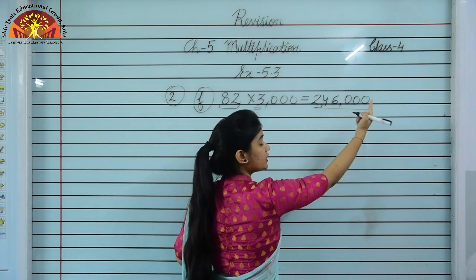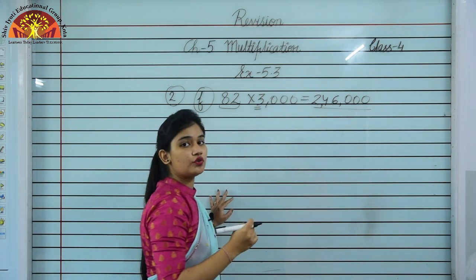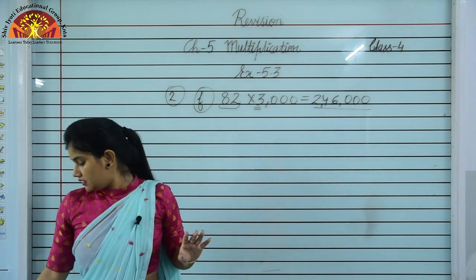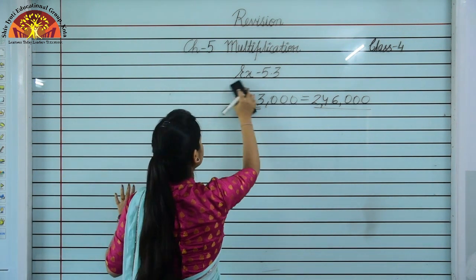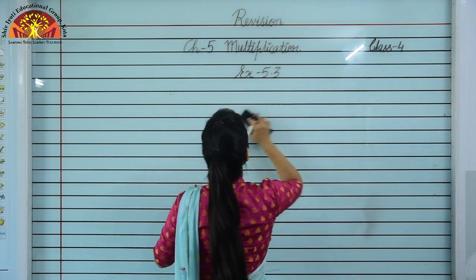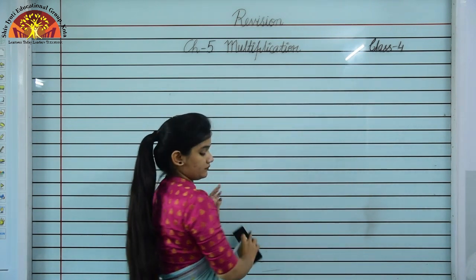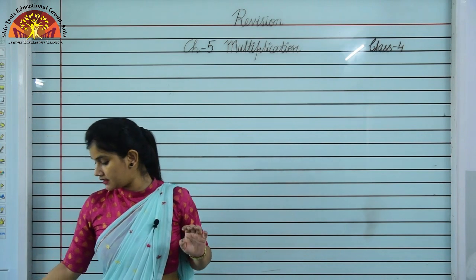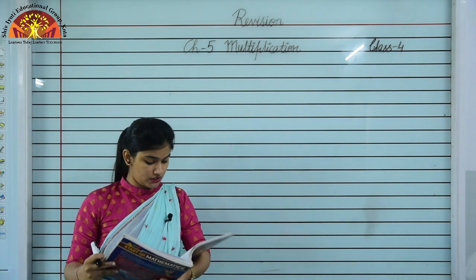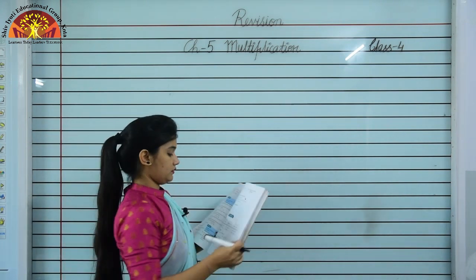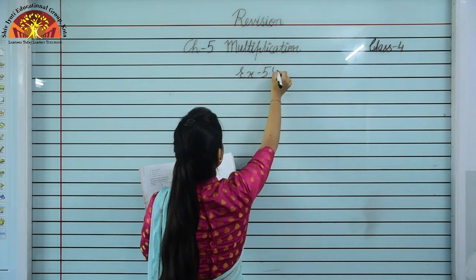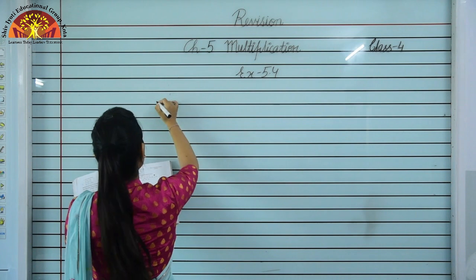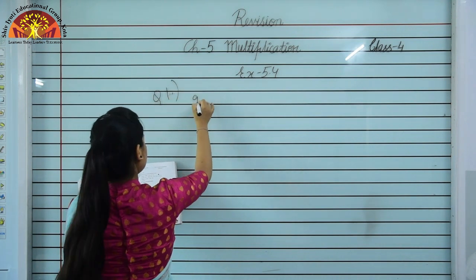2,46,000. Is it clear? What is the answer? The answer is 2,46,000. So students, now we'll see the next topic. And the next topic is multiplication. We are observing exercise 5.4. 5.4, question number 1, G part.